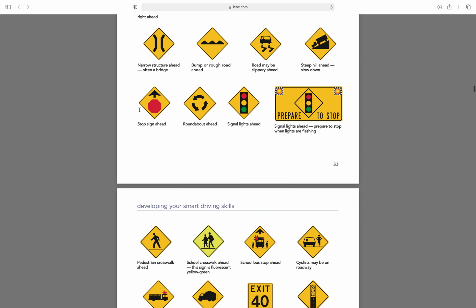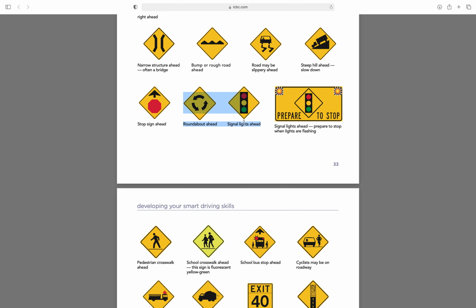Stop sign ahead. This is a good sign to gauge how soon you should start stopping for a stop sign, because they usually put it a couple of meters before the stop sign, which allows you enough time to stop. So as a new driver, this might be a good sign for you to practice your stopping on. Roundabout ahead, always important because roundabouts are fun as a new driver.